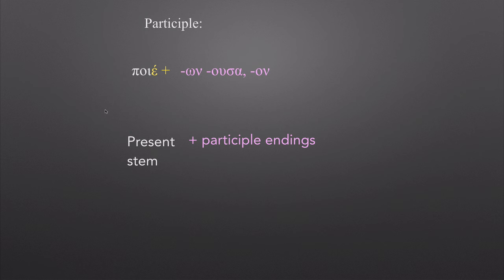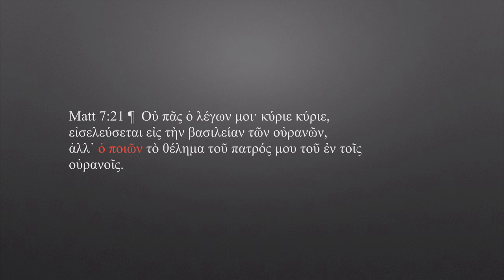Let's have a look at one of those in action. Ho poion, here in red, the one doing. How did we get poion? We took poie, the uncontracted form, combined it with our participial ending, our masculine ending. The epsilon is absorbed, and you get poion, the masculine participle for the one doing.